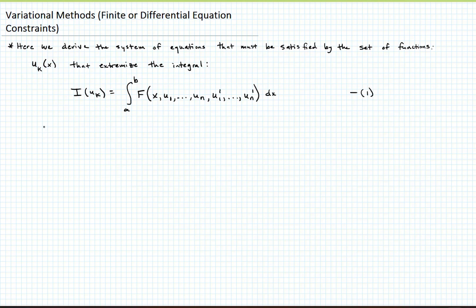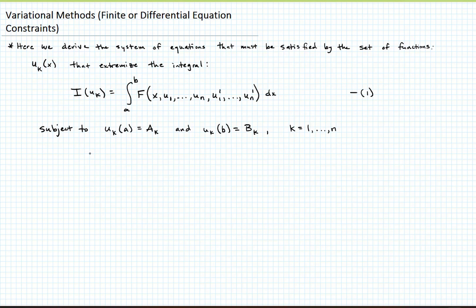This functional is going to be subject to, and we'll just go ahead and say that for the sake of this discussion, all the functions are defined at the boundaries. So all the uk evaluated at a is going to be equal to some value called ak, and all the functions uk evaluated at b will be equal to some other corresponding values bk, where k is anything from 1 up to n.